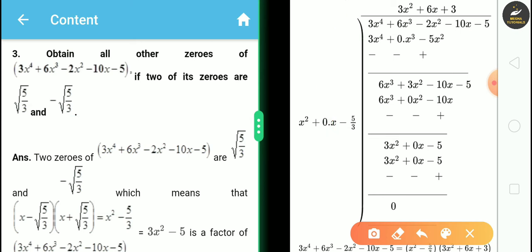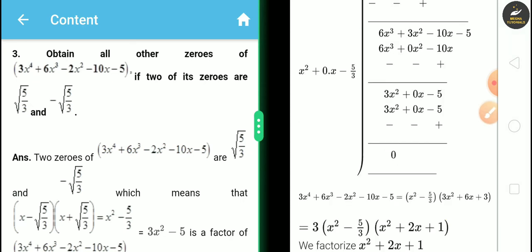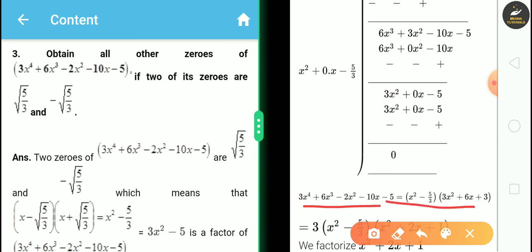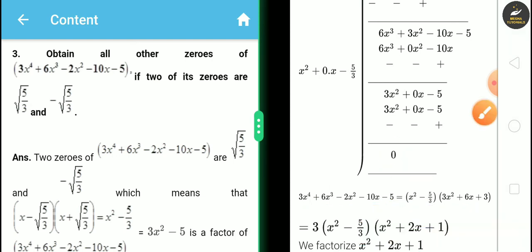Now we will factorize this quotient 3x square plus 6x plus 3. So before factorization, we will write the given polynomials in the form of division algorithm, that is dividend is equal to divisor into quotient plus remainder is equal to 0, इसके लिए उन्होंने मेंशन नहीं किया है. Further we will simplify this quotient part, that is 3x² plus 6x plus 3.